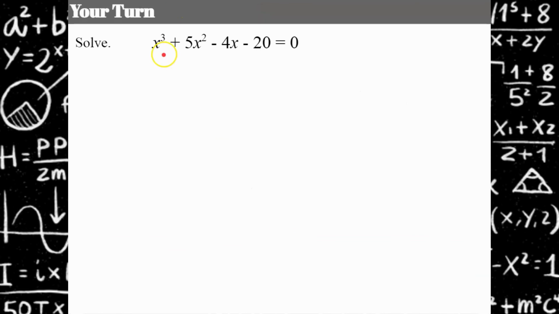All right, you could also do this with a cubic function or a 4-term polynomial. So go ahead and factor and find the zeros. Come back when you're ready. Welcome back. Let's see how you did.